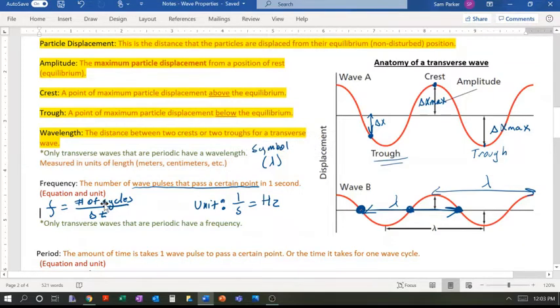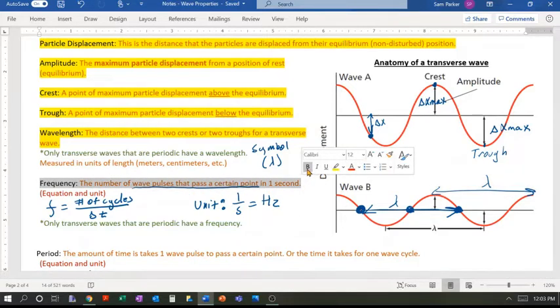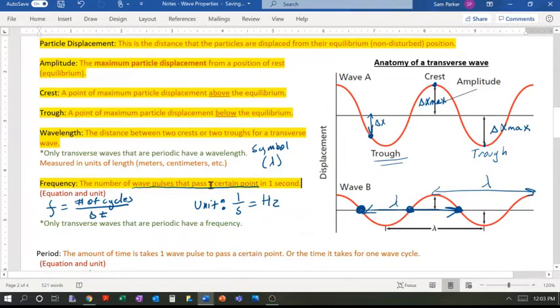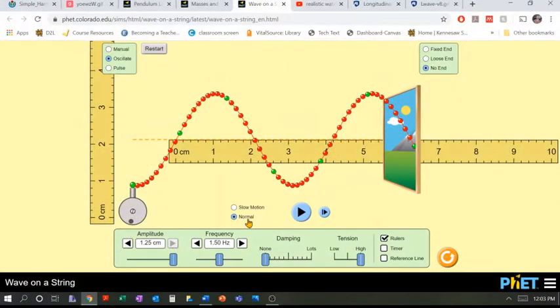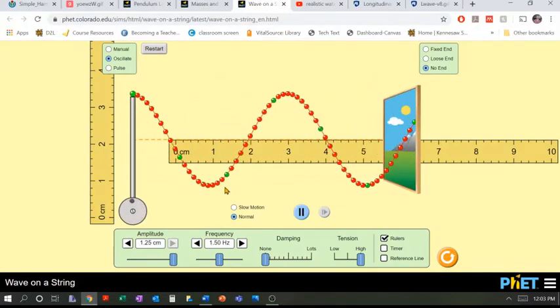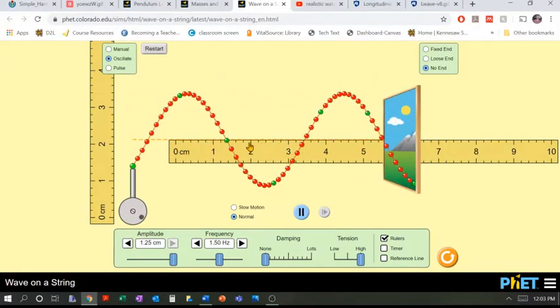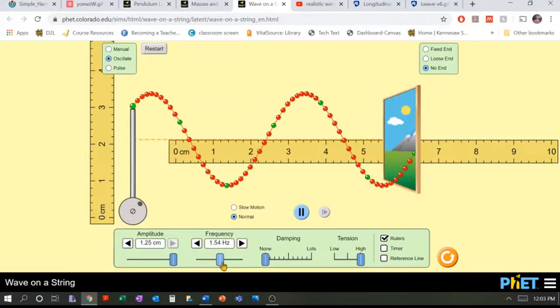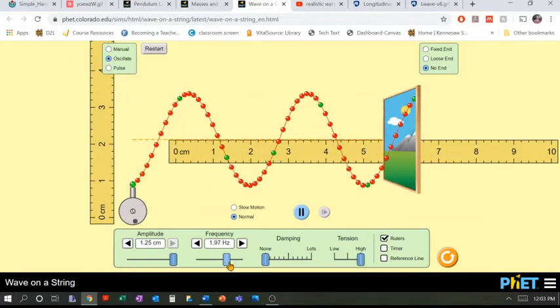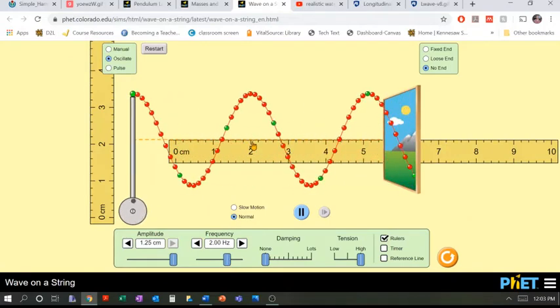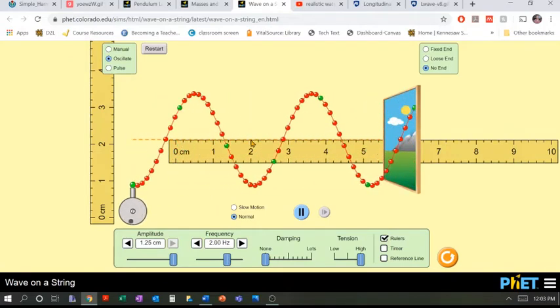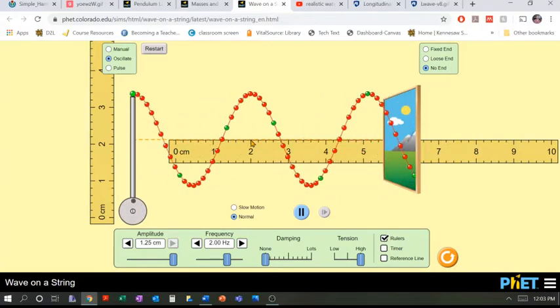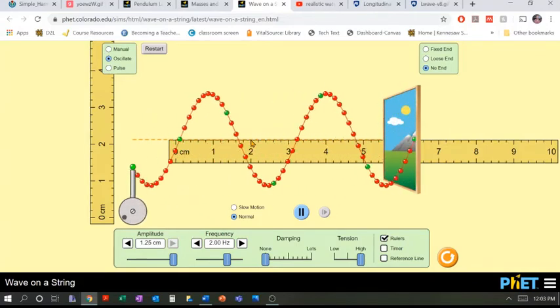Now frequency. Remember this is a periodic wave, frequency is how many of these wave pulses pass a certain point in 1 second. So how many wave pulses pass maybe the 2 centimeter mark every second? Well, I already know, 1.5 hertz. Let's make it a whole number so it's easier to see. So 2 pulses should pass this point every second. So let's try and see if we can count. 1 Mississippi.